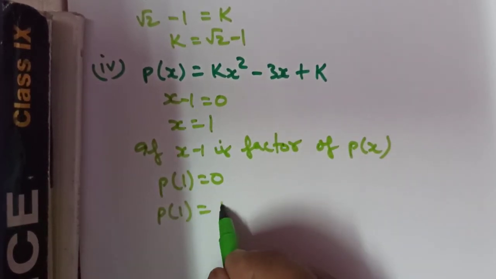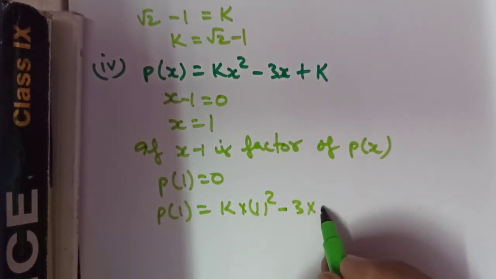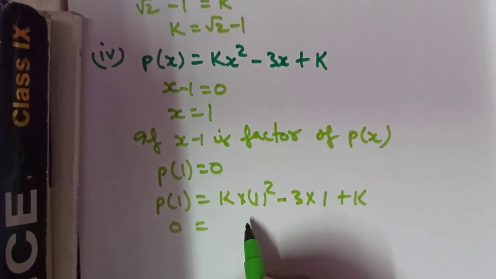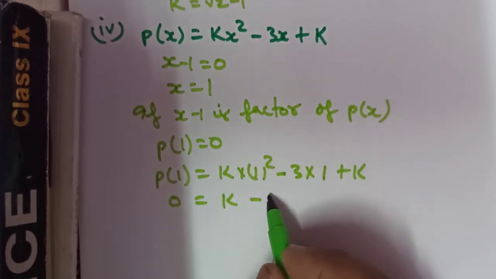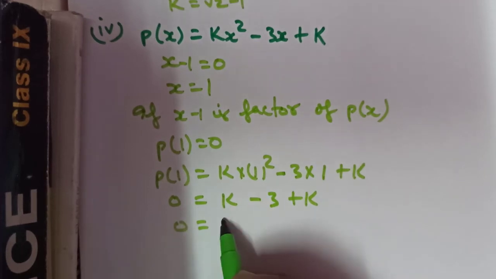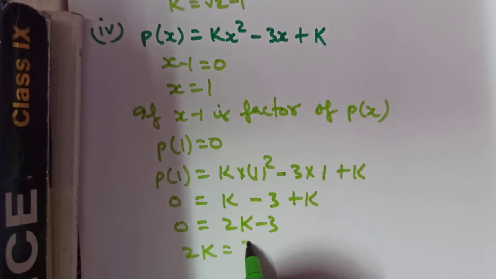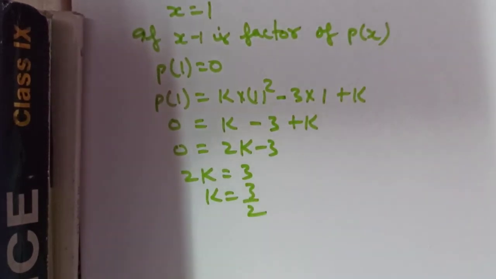p(1) will be equal to k into 1² − 3 times 1 + k, and it will be 0. k times 1² is k, minus 3 times 1 will be 3, plus k. So it will be 0 = 2k − 3. So 2k will be equal to plus 3. So k will be equal to 3/2.